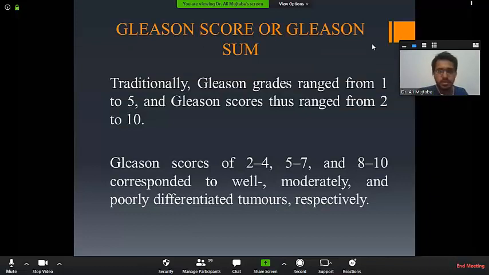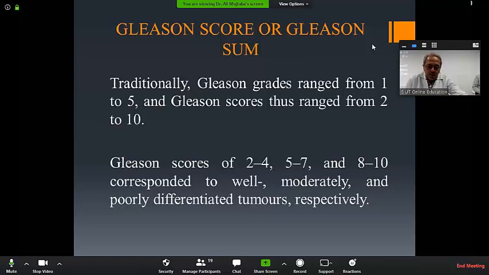Gleason score or Gleason sign. Gleason grade ranges from grade 1 to grade 5. Gleason score thus ranges from 2 to 10. A Gleason score of 2 to 4 corresponds to a well differentiated tumor, while 5 to 7 corresponds to a moderately differentiated tumor, and 8 to 10 score indicates a poorly differentiated tumor. Right. Just one point here.